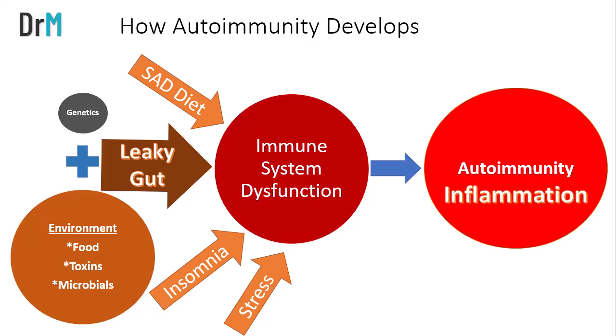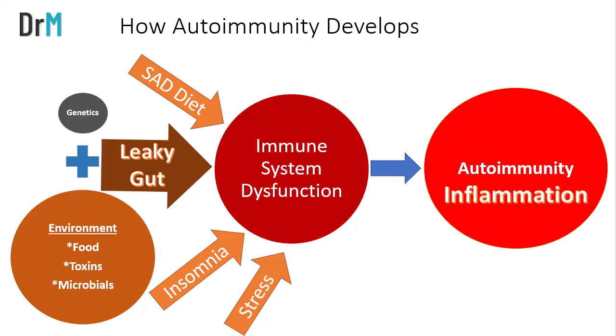Treatment of autoimmune conditions in functional medicine focuses on treating the immune system dysfunction instead of simply trying to suppress the immune system. Suppressing the immune system with steroids and other drugs does improve the symptoms, but it doesn't address the underlying immune dysfunction. Essentially, what we're doing is trying to remove all of the triggers to immune system dysfunction in order to quiet the immune system down and allow it to begin resetting itself and regulating itself appropriately.